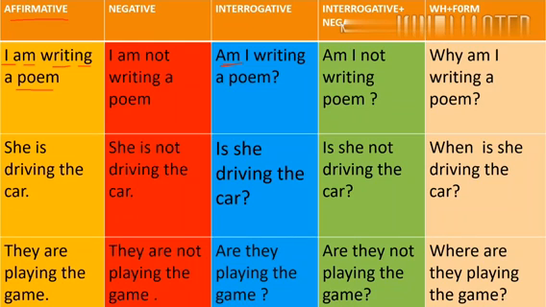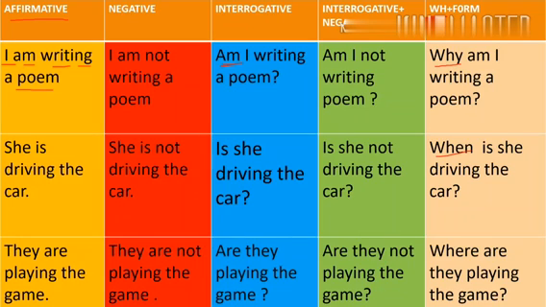In a similar manner, we have interrogative plus negative: Am I not writing a poem? Why am I writing a poem? So this is very important. Here we have made use of why. Why is a question word. Along with this, this is also a WH form. And when we talk about WH forms, these are those words which have WH at the start, like when, it has WH.